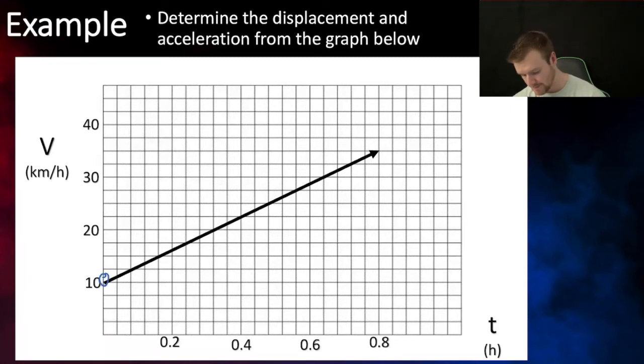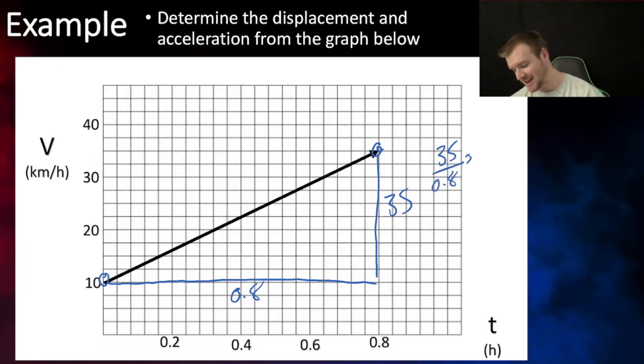It looks like we start at 10 and we finish at, I think this is 35 right here. So I'm going to draw my run and my rise. This is 35 for my rise, and my run is 0 to 0.8. So when I take that, it's 35 divided by 0.8. I mean, that's kilometers per hour divided by hours. I'm gonna get kilometers per hour squared here, which is not a common unit for our acceleration, but let's see what we get. I'm getting 43.75 kilometers per hour squared. Now you might think, well, you can just convert that to meters per second by dividing by 3.6.